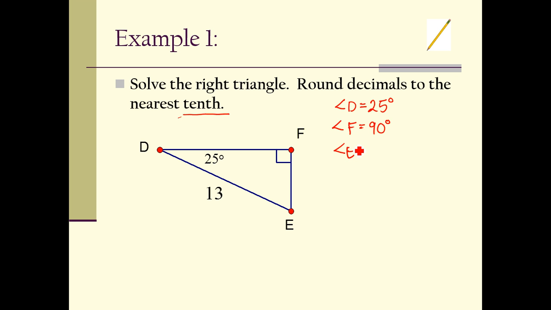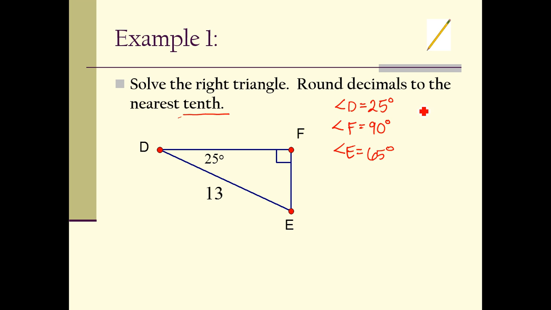And I think we can find angle E by taking 180 and subtracting 90 and 25. Now, are there other ways that we can find angle E? Certainly, but sometimes we're just going to do the easiest approach we can. So 180 minus 90 minus 25 is 65 degrees. So we have now found all the angles of this triangle. Now the next step would be to find all the sides.